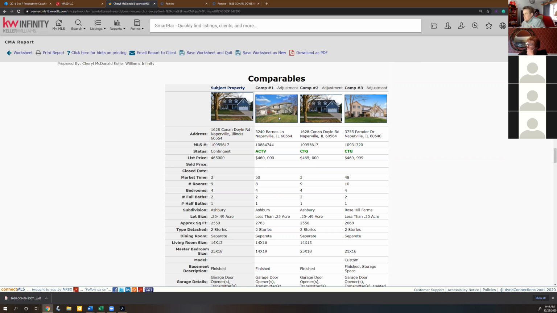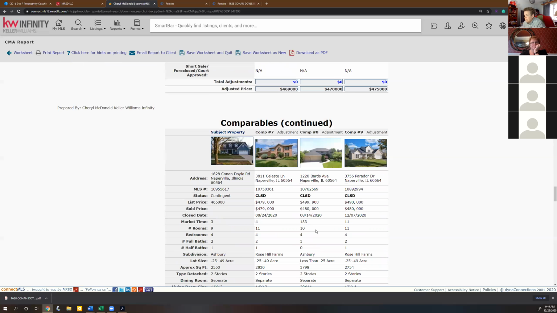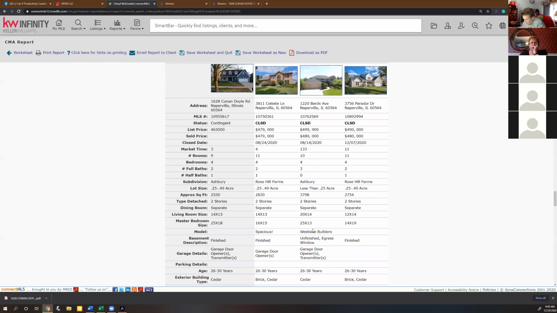Because again, I'm going off the point that I may not know anything about this property. Okay. So I'm going to write down, I'm going to get rid of 3755 Parador, 1104 Cordula, 1151 Cordula, 3811 Celeste, 3756 Parador.